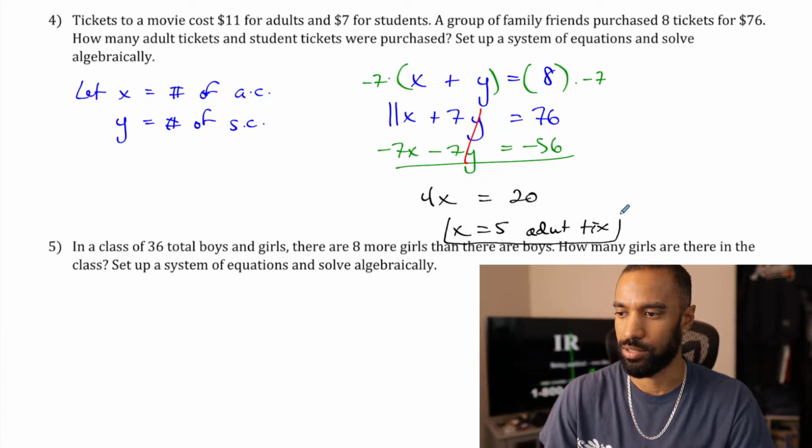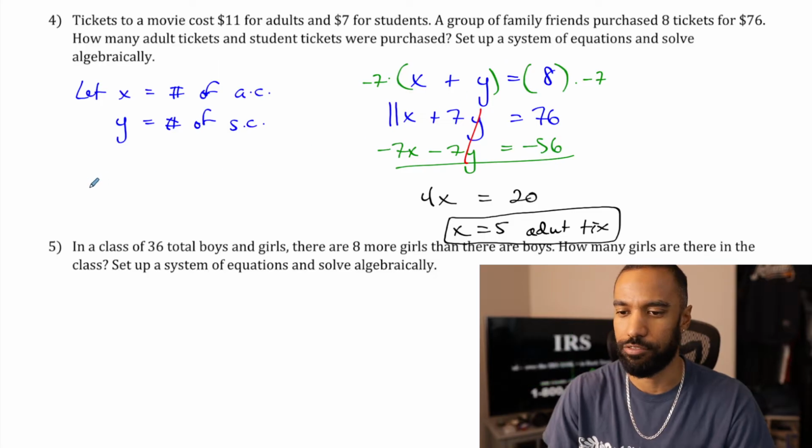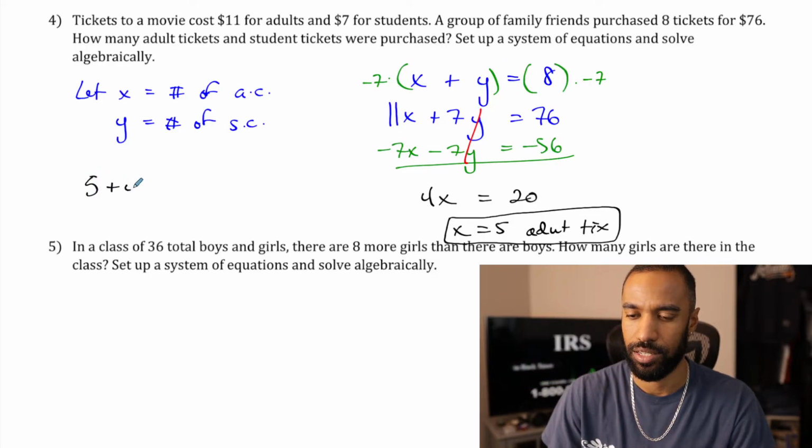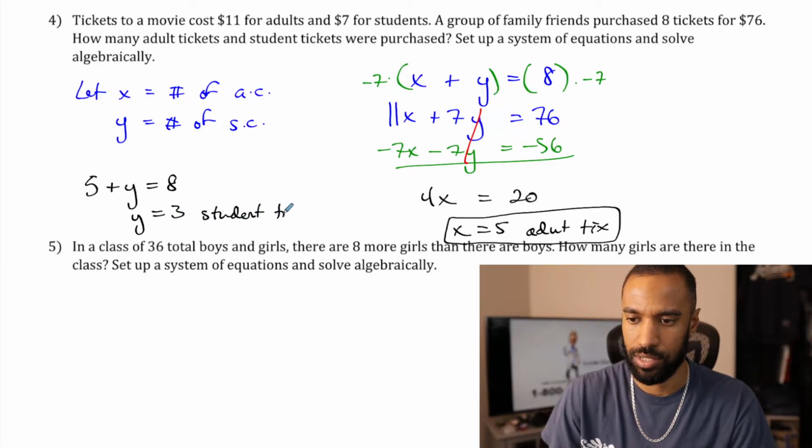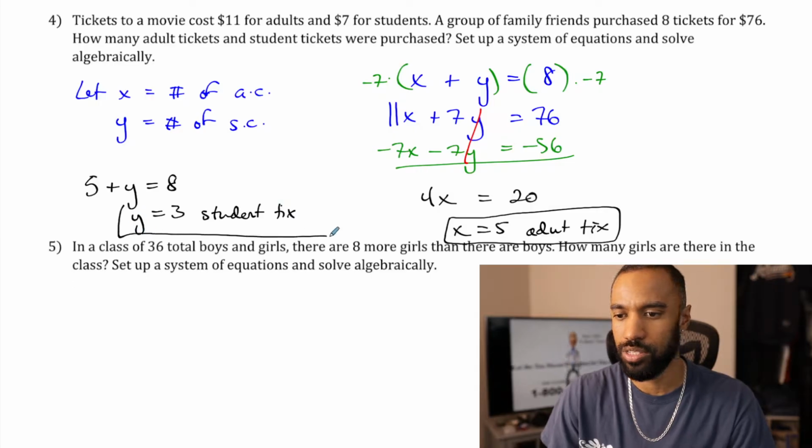5 adult tickets. How many student tickets? Well, 5 plus what is 8? 5 plus 3 is 8. Y equals 3 student tickets. And does that work? Let's double check this one.